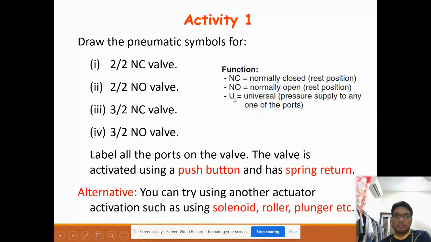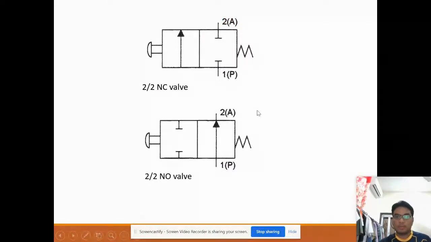There is another symbol, a function that we call U, which is universal, and pressure is supplied to any one of the ports. It's quite a general one, the universal one. But most of the time we use these two, NC and NO. Let's see some solution.